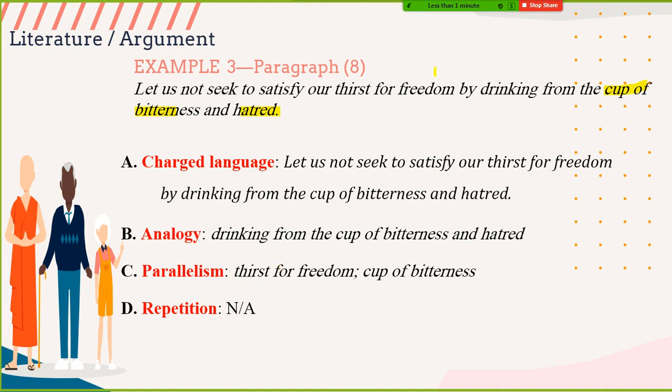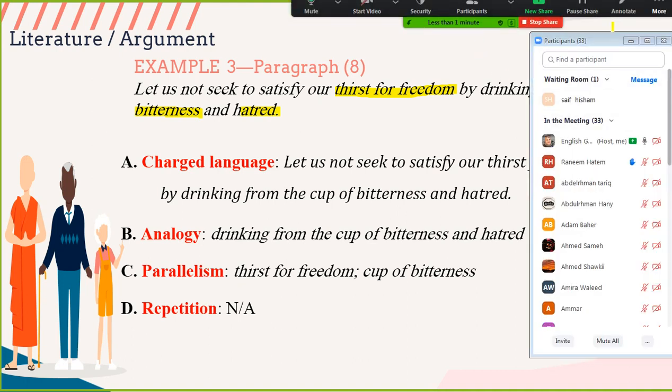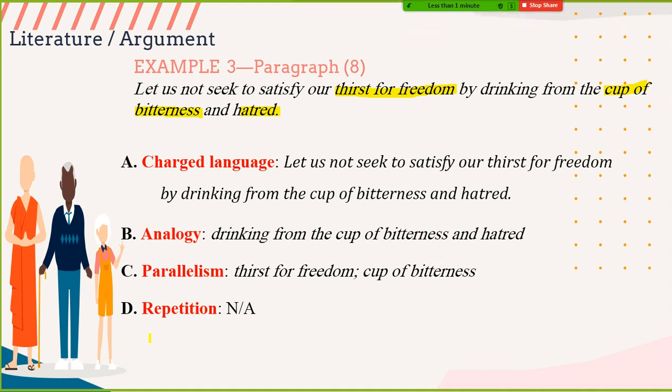Parallelism: thirst for freedom. We have thirst is a noun, for is a preposition, freedom is a noun, another noun. Cup of bitterness, this is another parallelism, I think. Okay. Finally, do we have repetition? No, not available. We don't have any kind of repetition in this passage.